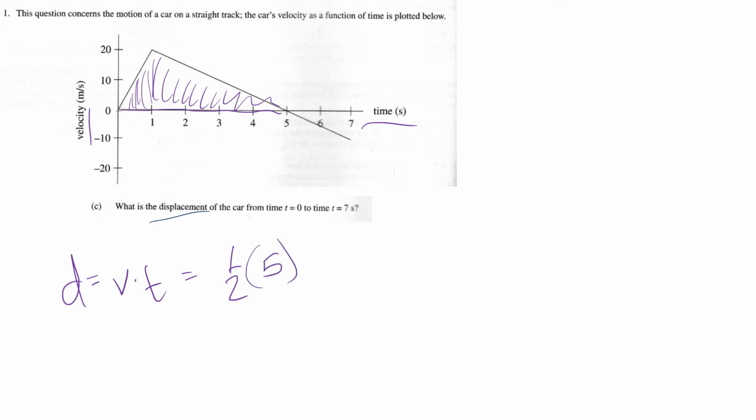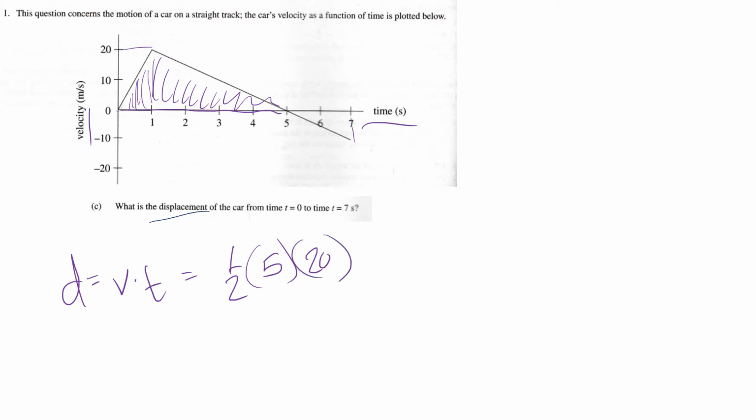Next. This question concerns motion, or what's the displacement? All right. So things to remember. Displacement is equal to velocity times time. Remember that one? I hope so. So here you have time, here you have velocity. You are going to add up the area. What kind of shape is that? It's a triangle. So we are going to have 1/2 times base times height. This base is going to be 5. The height is going to be 20.